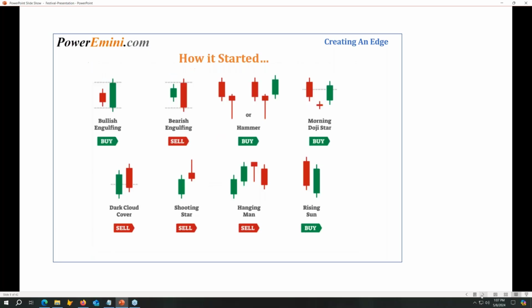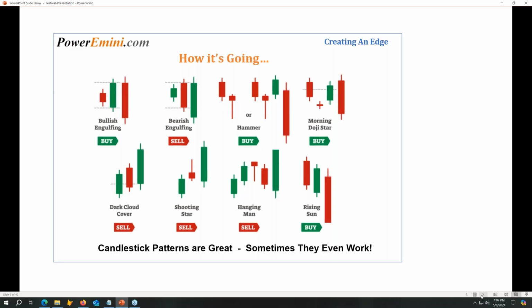There's a failed breakout trade. Here's a nifty little set of candlestick buy and sell patterns. Love candlestick patterns. I've always been a big fan of them, and I can tell a lot by candlestick patterns, but guess what? Sometimes this is how it starts, and then this is how it goes, right? So candlestick patterns are great.